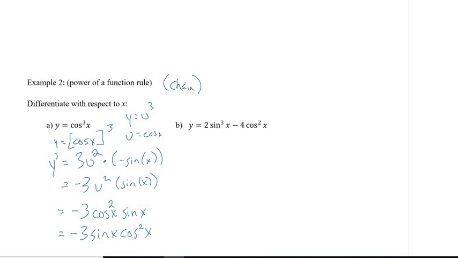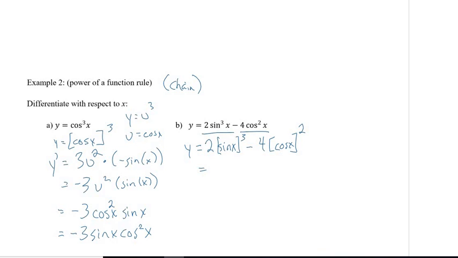So let's try another one. Question B is y equals 2 times sine cubed x minus 4 times cos squared of x. So here we have two different problems. We're going to differentiate them separately. So same basic thing. Let's start by rewriting this so that it looks a little more manageable. We're just going to rewrite them so that the power is on the outside so we can see this a bit more clearly.